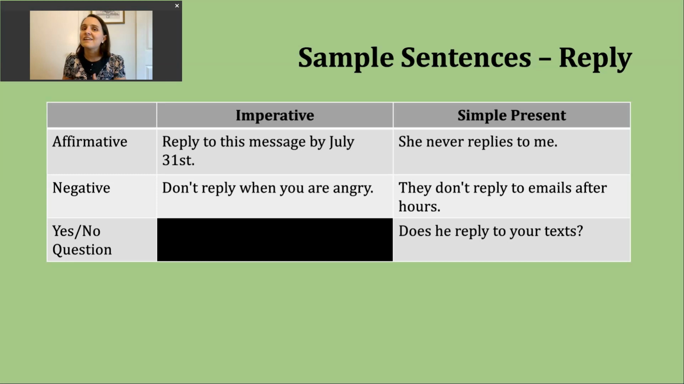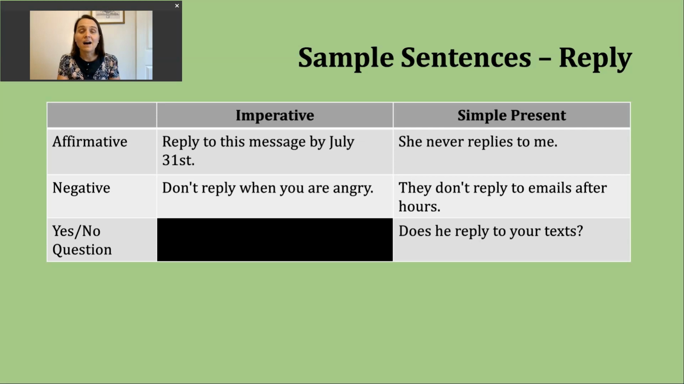We're not saying they should or it's a good idea. We're telling them do this particular action. Now, we can always sort of soften these imperative statements. We could add please at the beginning of any of our sentences, or we could use please at the end. You don't need it in both spots, though. So an example of an imperative is this sentence: reply to this message by July 31st.